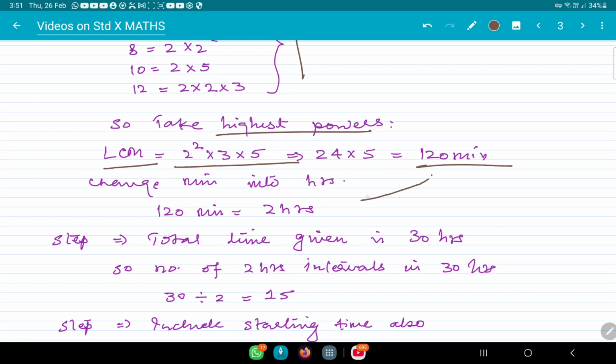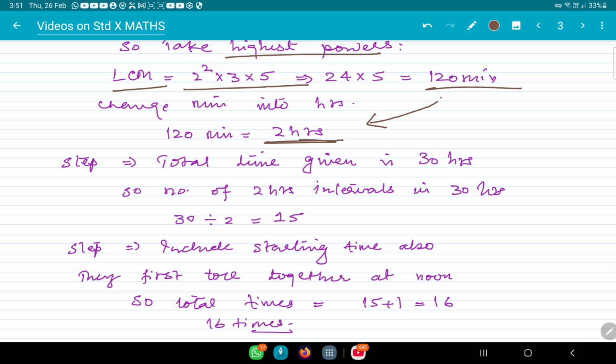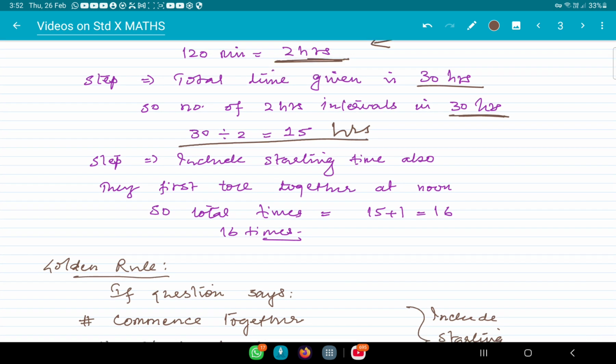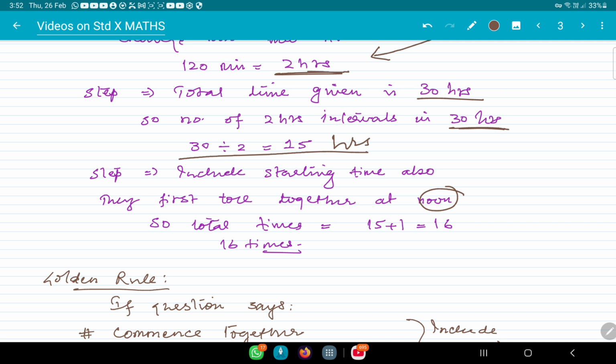Now change this 120 minutes into hours. So this will become 2 hours. In the next step, the total time given is 30 hours. So the number of 2 hour intervals in 30 hours will be 30 divided by 2, which is 15. Okay. And in the next step, include the starting time also. I forgot to mention that they will first toll together at noon. So total will be 15 plus 1, which is equal to 16.